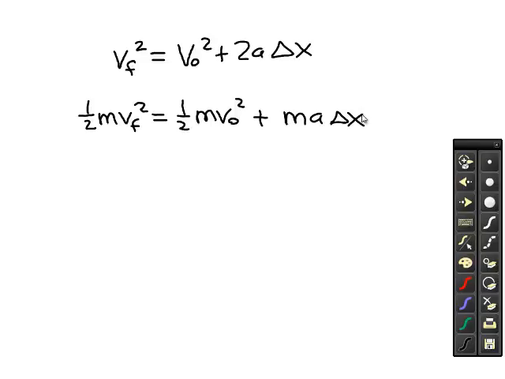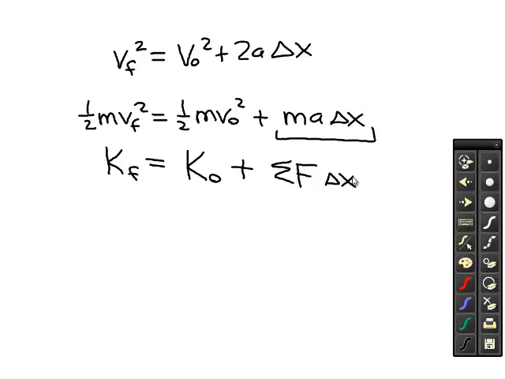it seems like a strange thing to do, but what it tells me is that the final kinetic energy of the object equals the initial kinetic energy of the object plus this strange quantity over here, m a delta x. Now we recognize m a as mass times acceleration, which any good physics student knows is the sum of all forces acting on the object, times delta x. So if I want to change the kinetic energy of an object, I have to apply a force to it over a distance delta x.